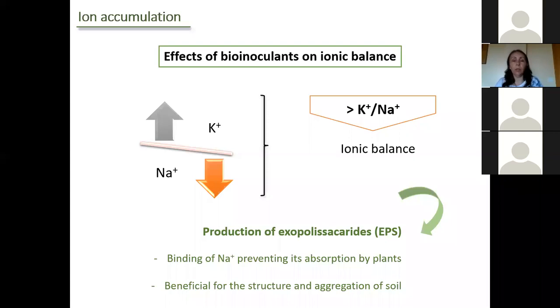It's very important to avoid any kind of ionic toxicity. And this probably was related with the production of exopolysaccharides by the microorganisms, as they are able to bind the sodium in the soil, so preventing its absorption by plants. And also they are very, very beneficial for the structure and the aggregation in soils.